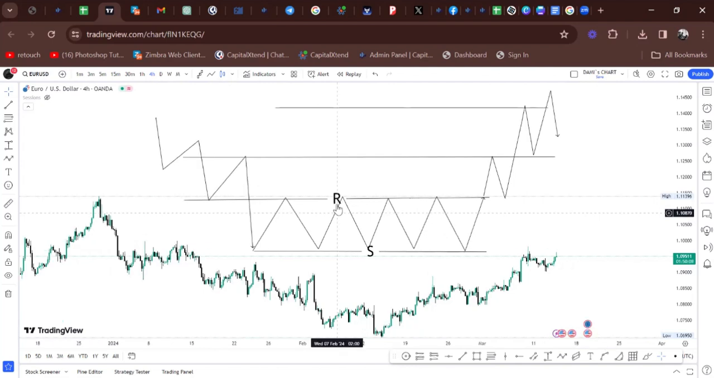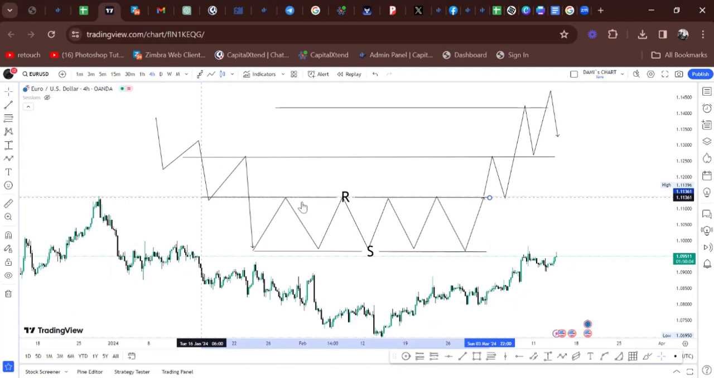When you hear the word resistance, it is simply telling you that I'm holding price from going above. And when you hear the word support, I'm holding price from going below. Now, let's use this for an example.